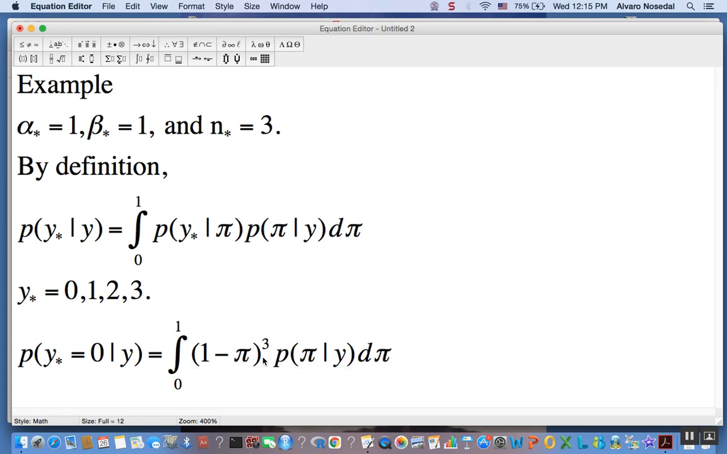Make sense? Yeah? Okay. Now, the posterior distribution. So bear in mind that what we have here is beta with parameters alpha star and beta star. So let's plug in.